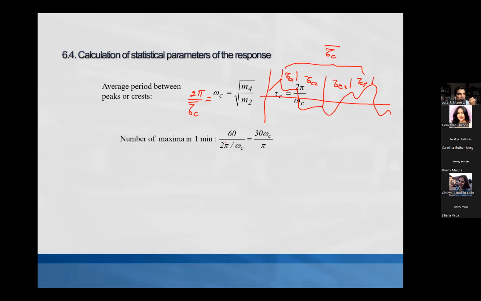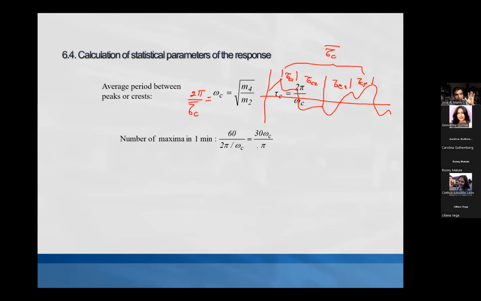Instead of 60, for example, you could calculate in 1 hour. So instead of 60, you multiply this by 3,600 seconds, which you have in one hour. And in that case, okay, you're going to have 1,800 times omega c divided by pi, and that's going to be the number of crests that you're going to have in 1 hour.